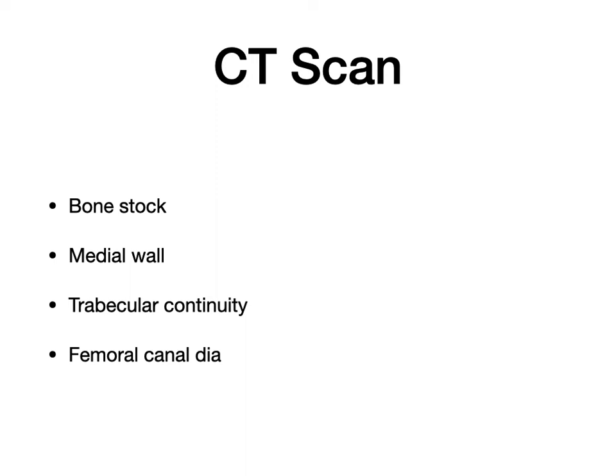Now CT scan is a great help in these times, especially for these complicated cases. It tells you about the bone stock. So what issues you look at is bone stock, the medial wall. As I said, in X-ray also you should look for trabecular continuity or the type of fusion that is there, and of course the femoral canal diameter.